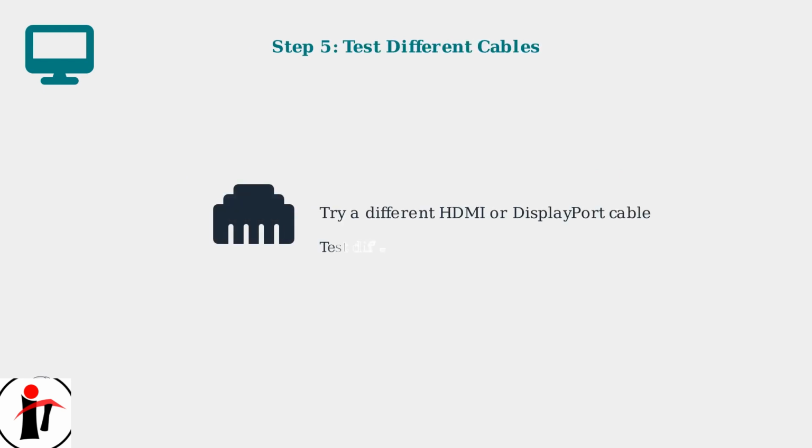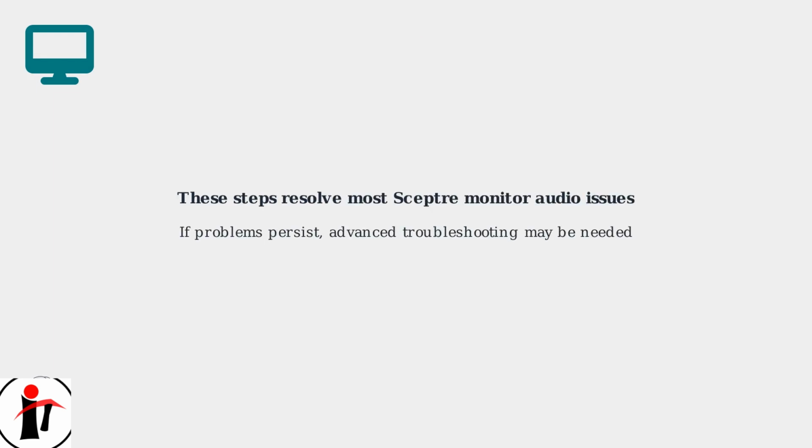Finally, try using a different HDMI or DisplayPort cable to rule out a faulty cable. Also test different ports on your monitor if multiple are available. These initial checks resolve most Sceptre monitor audio problems. If your speakers still aren't working after these steps, you may need advanced troubleshooting methods.